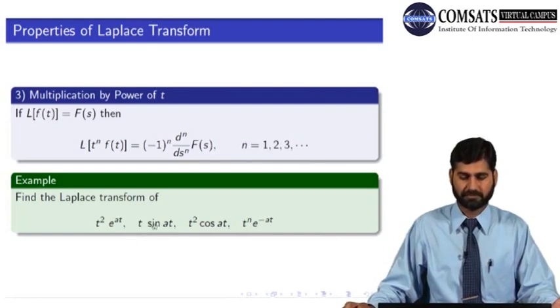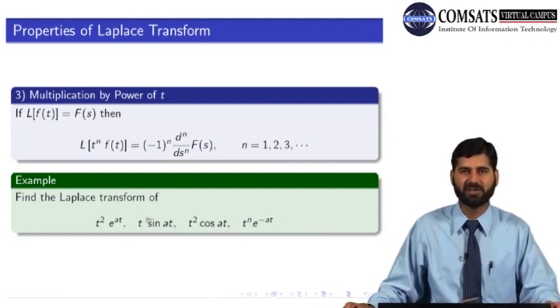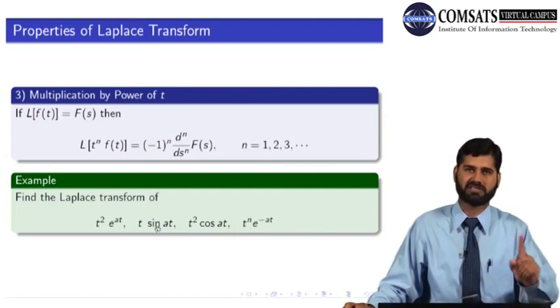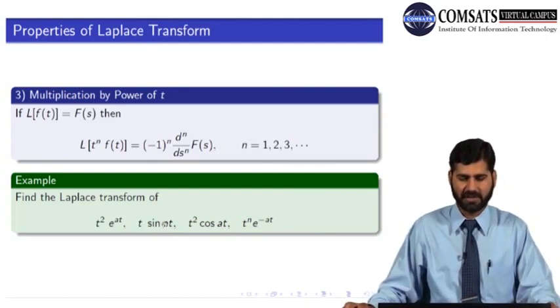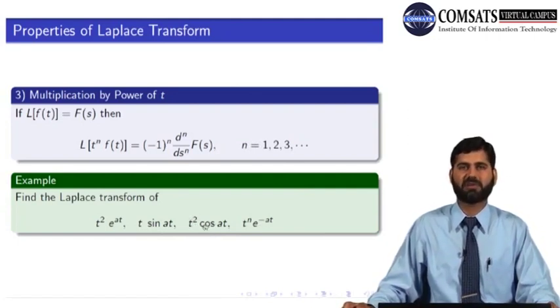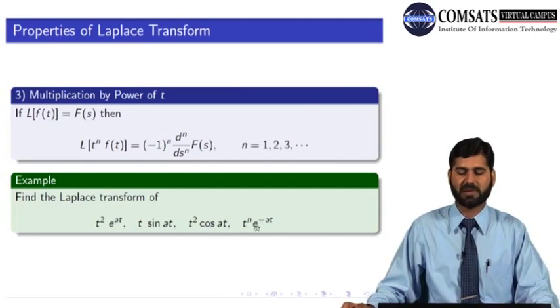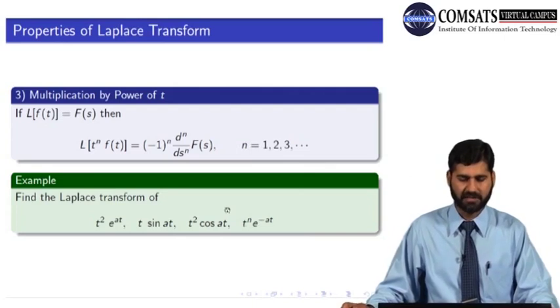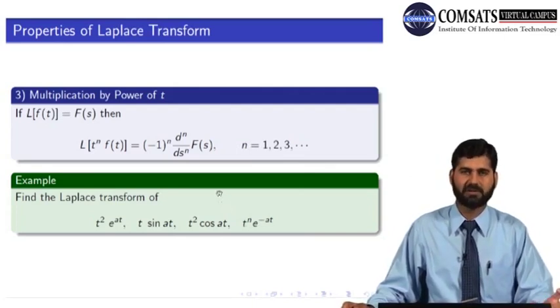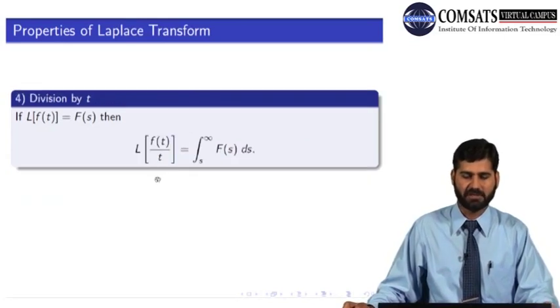Similarly, the Laplace transform of sine at is a over s squared plus a squared. You need to differentiate it once, because t to the power 1 is being multiplied. So differentiate the Laplace transform of sine once to get the Laplace transform of this whole function. Here you will need to differentiate twice the Laplace transform of cosine. And here you need to differentiate n times the Laplace transform of e to the at. That's how you can find the Laplace transforms if the function is multiplied by t to the power.